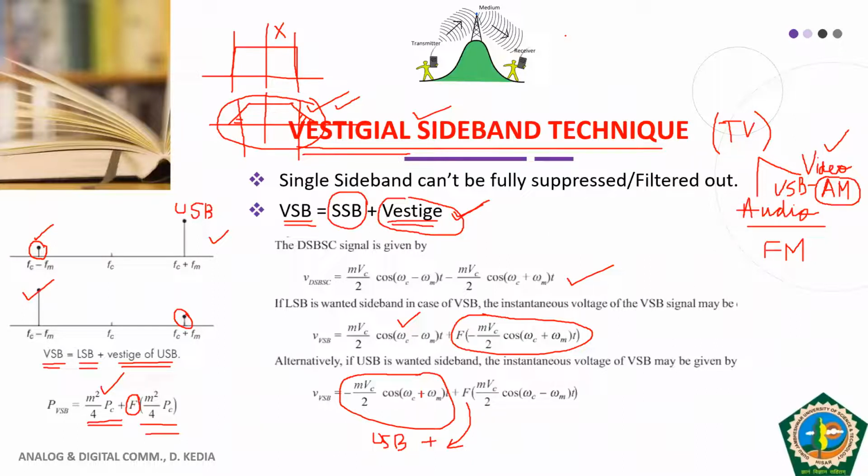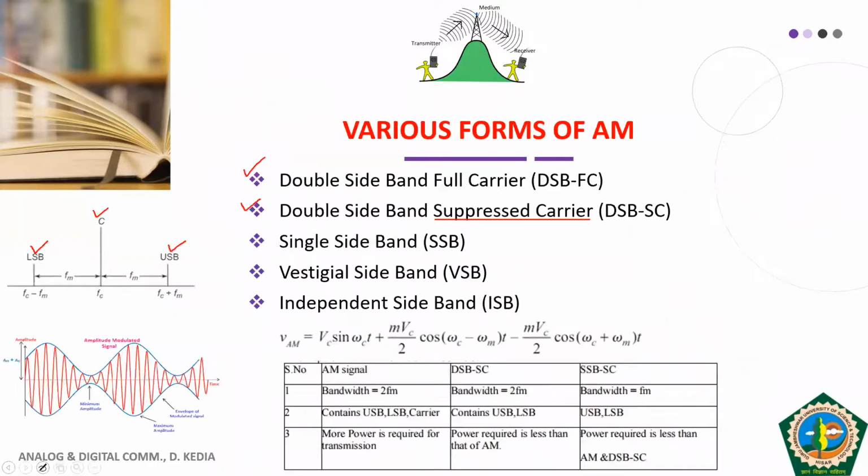So we have discussed so far three forms of amplitude modulation. One is double sideband suppressed carrier in today's class, then single sideband, then vestigial sideband. And there is one more form that is called independent sideband. What does that mean? This is nothing but a special case of single sideband only, independent sideband.